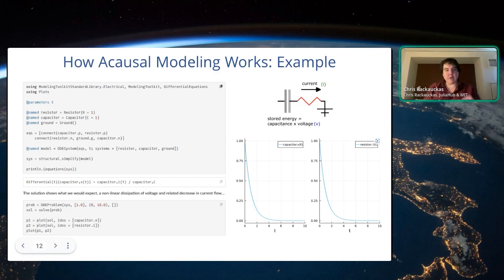The structural simplification is a form of symbolic computation on the model. And when I print the equations, it says, here's the differential equation. This is all it is. This is all you have left. What it's effectively able to do is take all of the equations that we have and figure out this is what I actually need to solve for.